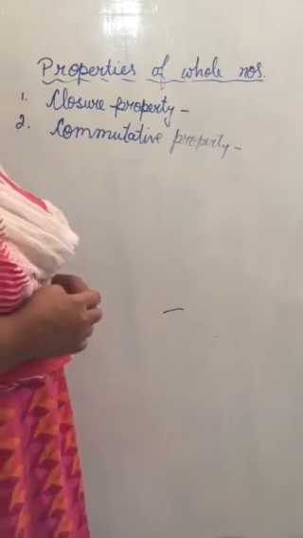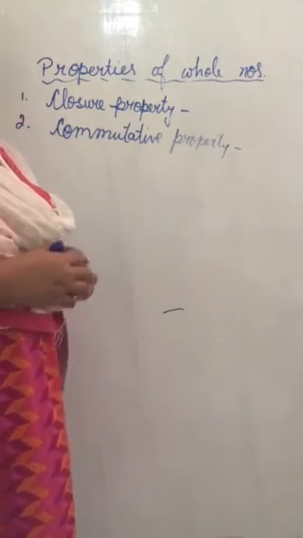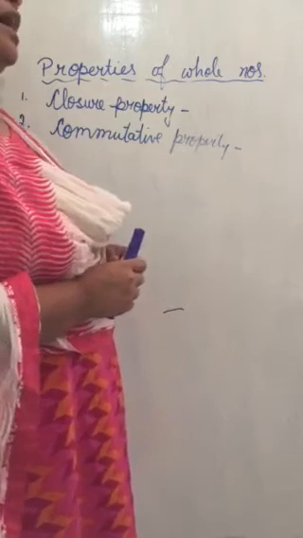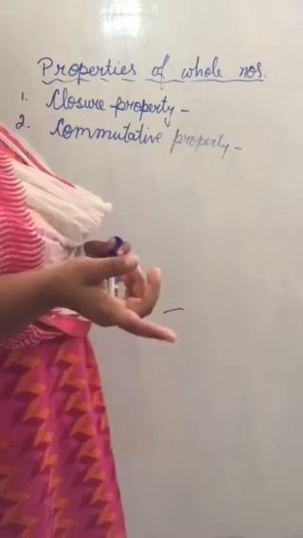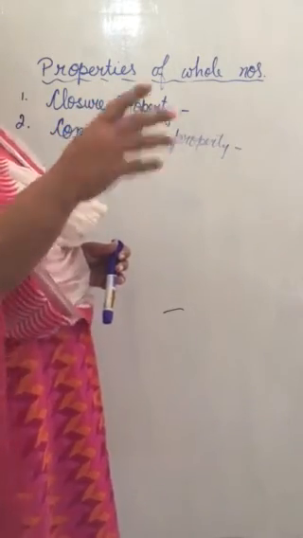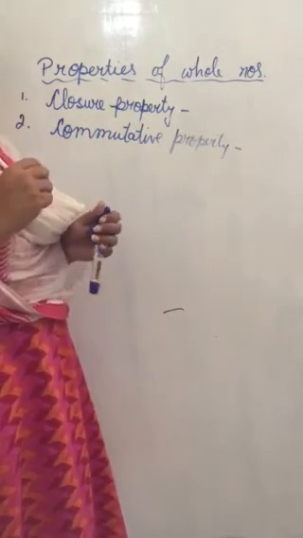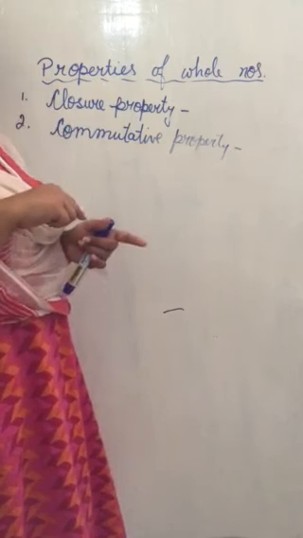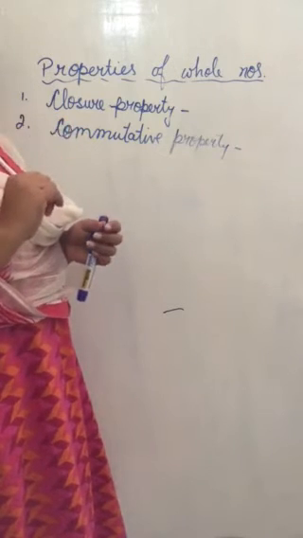Next is commutative property. Now we use commutative property when there are two whole numbers. See children, if I give you two numbers 2 and 3 and ask you to add 2 plus 3, what will be your answer? 5. Now if I ask you to rearrange the numbers, 3 plus 2, how much do you get? 5. So 2 plus 3 and 3 plus 2 give you the same solution. Similarly, if I ask you to multiply 2 and 3, what will be your answer? 2 3s are 6. And if I ask you to rearrange them, 3 into 2, 6. Both give us the same answer.